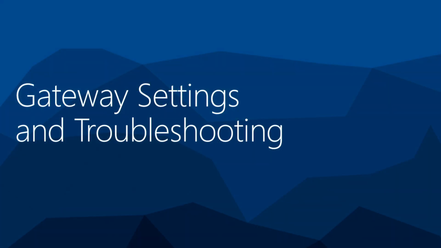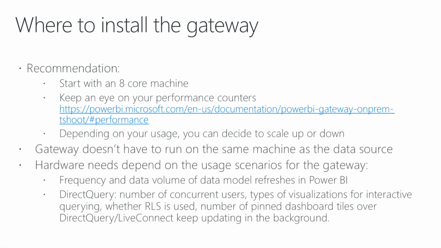All right, let's go into a few additional settings and troubleshooting aspects. First of all, where to install the gateway. Our recommendation is that generally you want to start with an 8-core machine. You can start smaller, and you can install a gateway on one machine and then take over its settings on a different machine. So even if you started on a machine that was too small, you can run through the setup experience, choose to take over the settings of an existing gateway, install it on a different machine, and that way you can scale up.